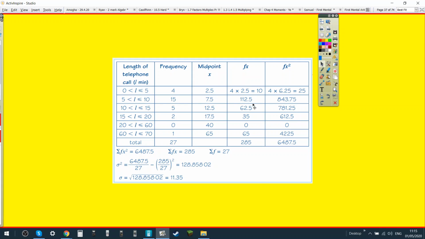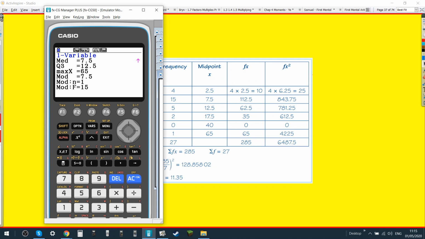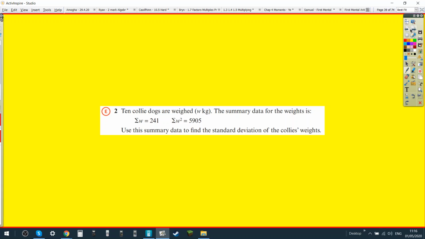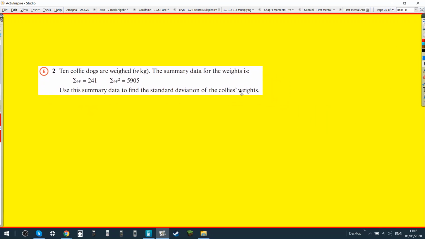Okay, so it was 11.35. Is that what we said? For standard deviation? Yeah, 11.35, 11.4. Great. Any questions about that? No. That's good. So this is the stuff that we have to watch out for.